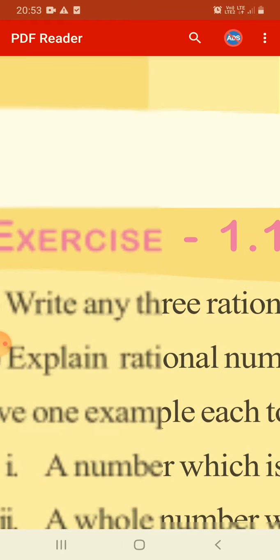First question, A bit. So the first question, A bit answer. What is he asking? Write any three rational numbers. So you can write the rational numbers to be minus 3 by 5, 6 by 22. You can give any example. 3 by minus 8.